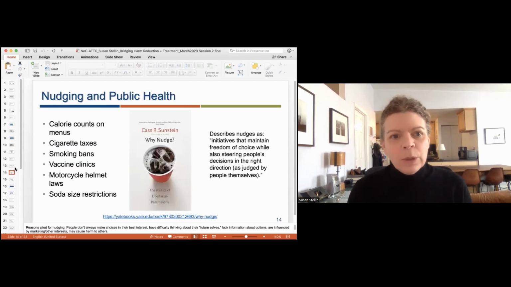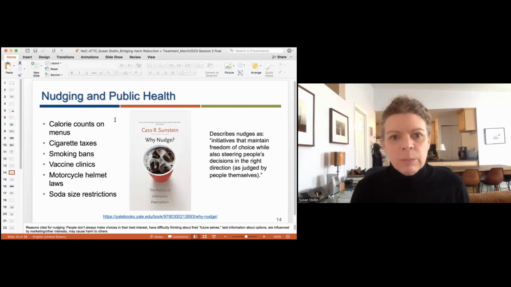Thinking about that word nudge, this is something anybody in public health has certainly heard. Even if that as a concept is less familiar, these are things that happen all the time, whether it's calorie counts on menus to make people aware of what they're ordering, particularly in areas where that's required on some restaurant menus or fast food chains, cigarette taxes, smoking bans, vaccine clinics, motorcycle helmet laws, soda size restrictions. These are all forms of nudging that have happened in public health.